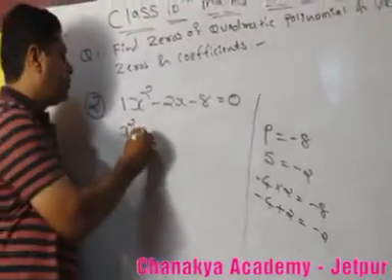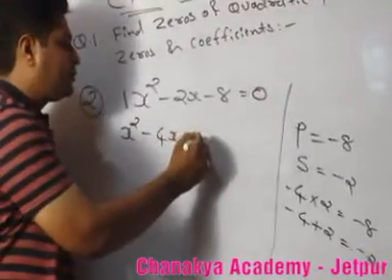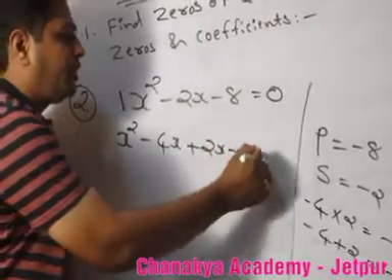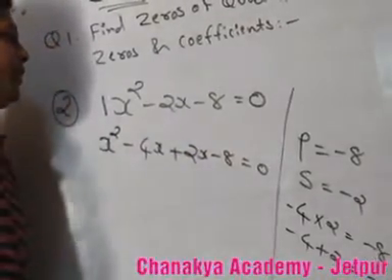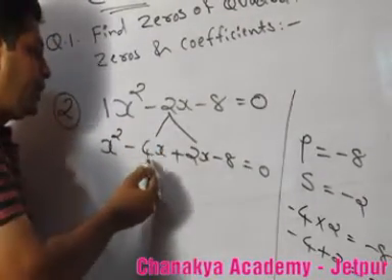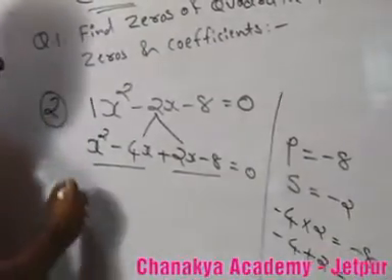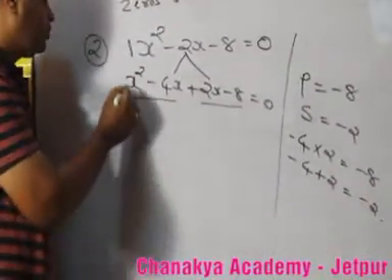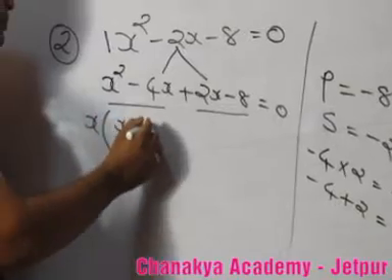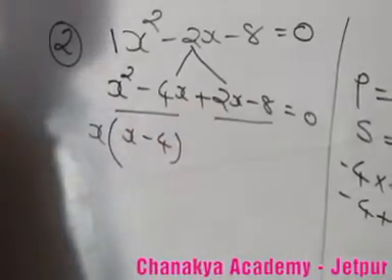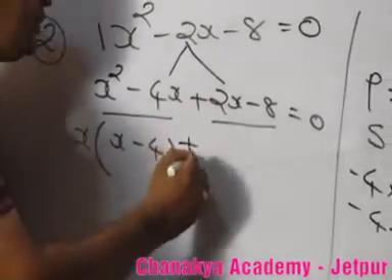x square minus 4x plus 2x minus 8 equal to 0. We have split minus 2x into two terms, minus 4x plus 2x. Now taking common from the first two terms, we have taken x as common. In the second two terms, that means the last two terms, we have taken 2 as common.